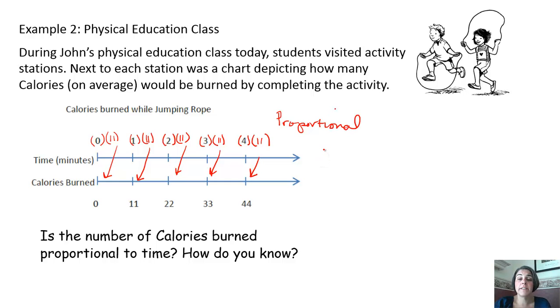And what that means is that you can always take each of your times, multiply by 11, and you're guaranteed to get your calories burned. Absolutely guaranteed to get those calories burned.